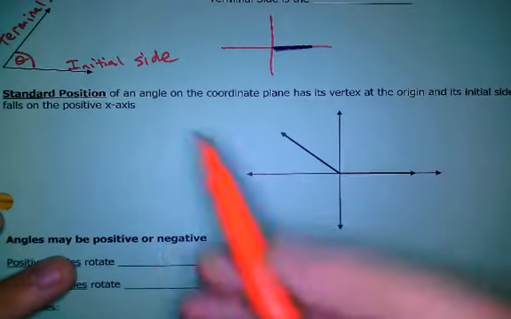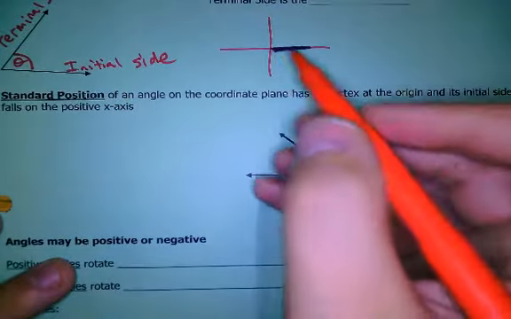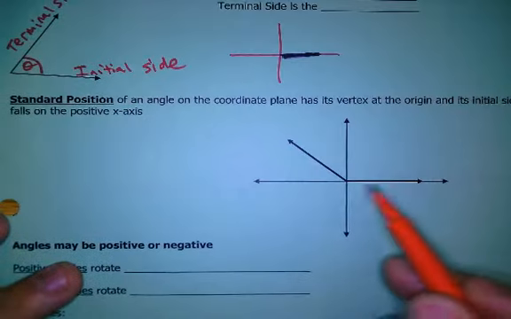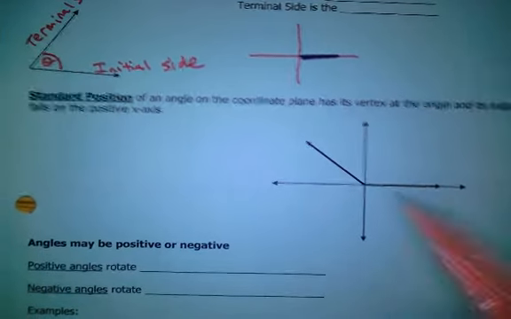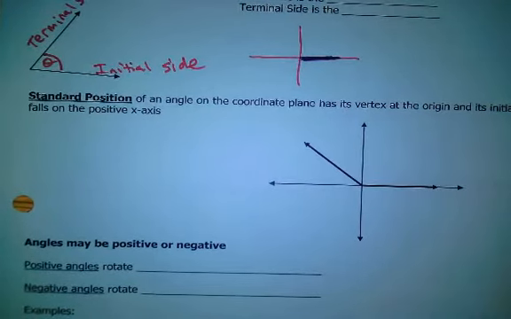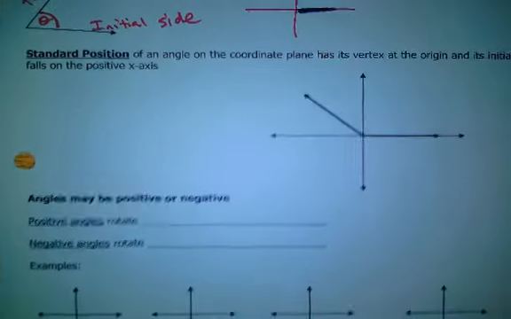So essentially, standard position is when the initial side is right here, which is everything we're going to do anyway. So this is standard position. The vertex is at the origin. Everything we do is from here, so I don't worry about that too much.